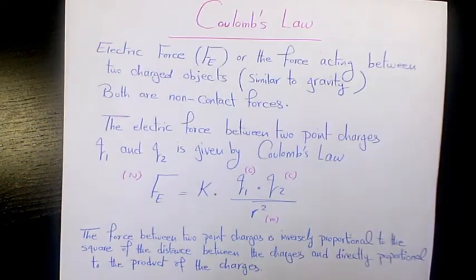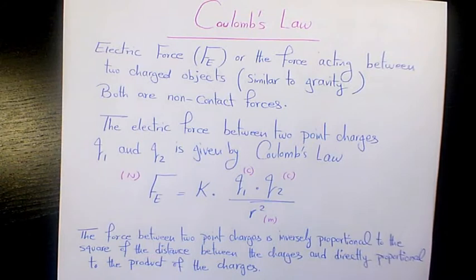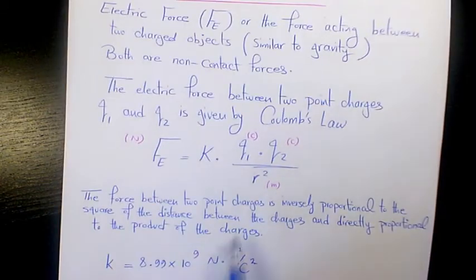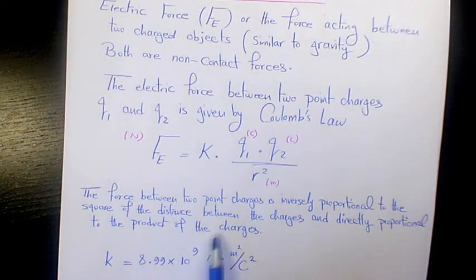What is Q1 and Q2? Q1 and Q2 are the charges of the two different points, and R is the distance between Q1 and Q2. The force between 2 point charges is inversely proportional to the square of the distance, as you see here is R squared, between the charges, and directly proportional to the product of the charges.